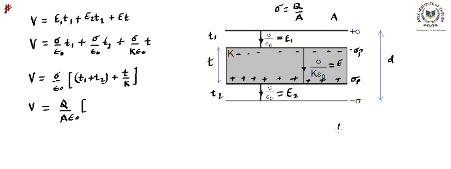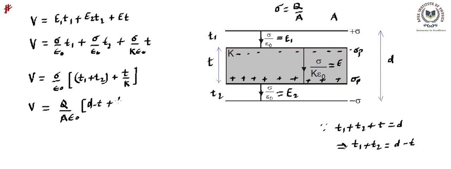Now we can also find this T1 plus T2. Can we say T1 plus T2 plus T must be equal to the total gap D? So what is T1 plus T2 coming to? Can we say this is going to be D minus T? Since we know this information from the figure, we can find out T1 plus T2 is going to be D minus T. So it becomes D minus T. Then we have T by K.